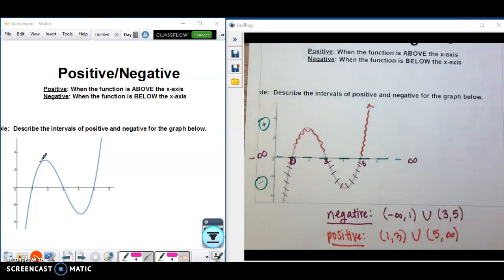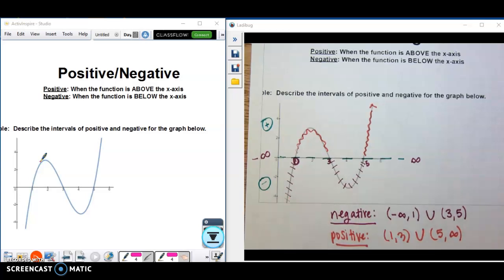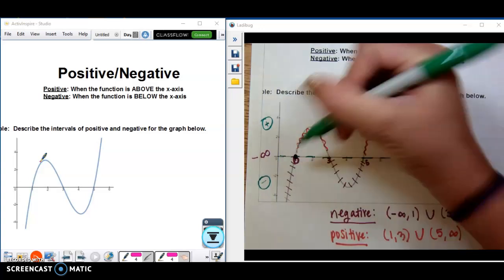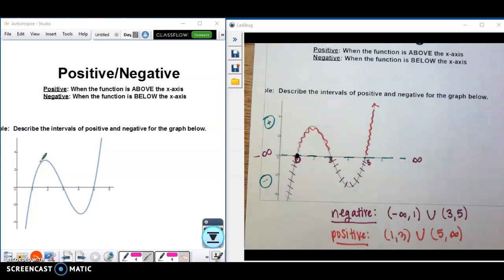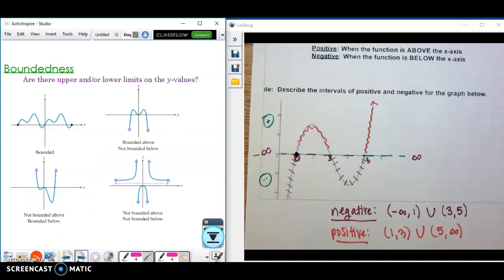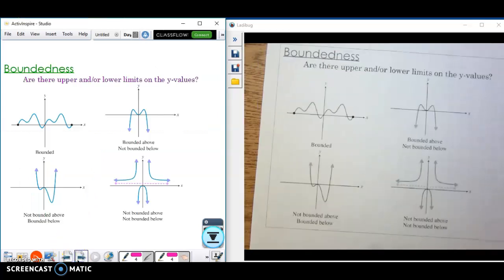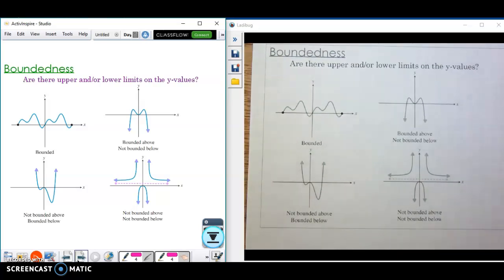All right, so positive intervals above the x-axis, negative intervals below the x-axis. We're making sure we use parentheses because where these actual numbers are, it's actually 0 because it's on the x-axis, so those are not included. Okay, so that's positive and negative intervals. So next, we're going to take a look at boundedness. Okay, so boundedness just means, is the graph bounded? So the easiest way to do this is to draw a line above the graph and below the graph.